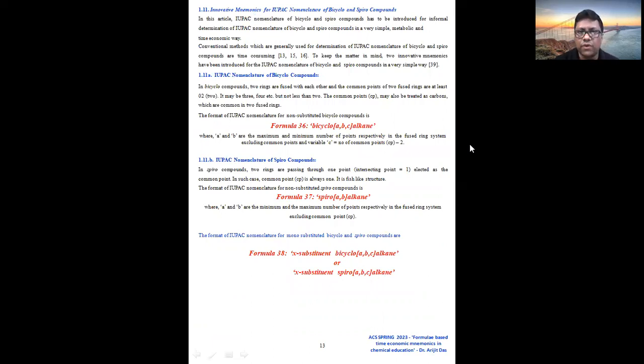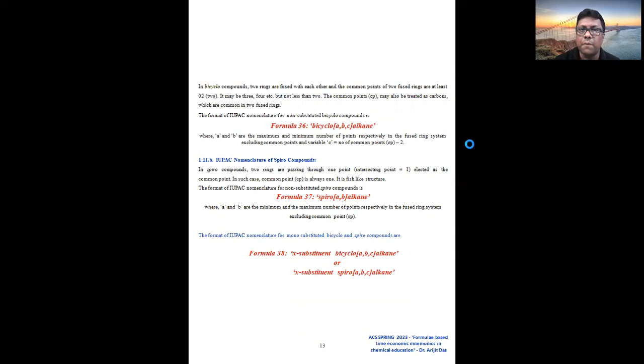Next, IUPAC nomenclature of bicyclo and spiro compounds. This is formula 36: bicyclo ABC alkane. Here A stands for the maximum point, B stands for the minimum point, and C is the CP minus 2, that is, common points minus 2. And formula 37 is spiro AB, where the third digit is absent. A stands for the minimum point and B stands for the maximum point, excluding common points. Finally, we can write the alkane name on the basis of the total number of points. And formula 38 is for substituent, bicyclo, and spiro compounds.